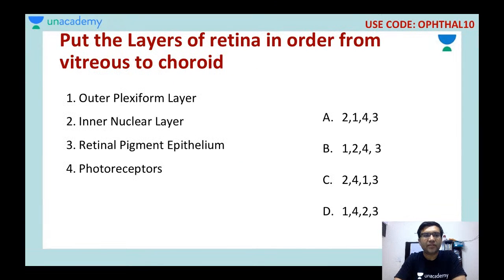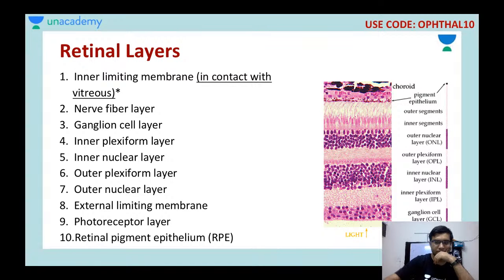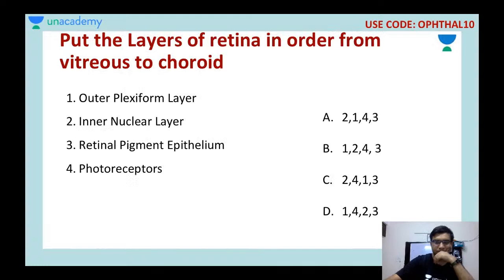So our first question would be, we have to put the layers of retina in order from vitreous to the choroid. So our options are outer plexiform layer, inner nuclear layer, retinal pigment epithelium, and photoreceptors. So try to answer first, and then I would post the explanation of this question. Okay, so Danish says A.